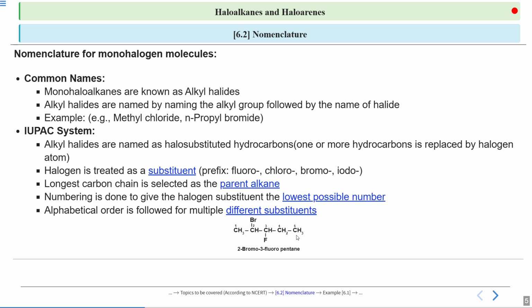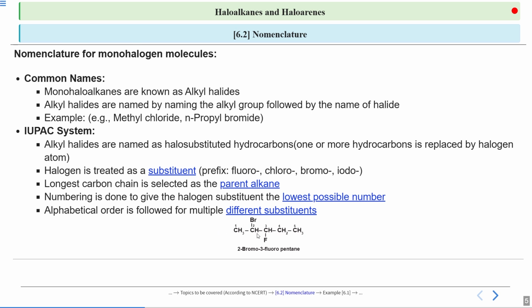The numbering is already given, but let's start from the reverse. Let's start from the fifth carbon and call C5 as C1. So if you put 1 here, 2 here, 3 here, 4 here, and then 5 here, the halogens are substituted at particular carbons, and those carbons will get the numbers 3 and 4.